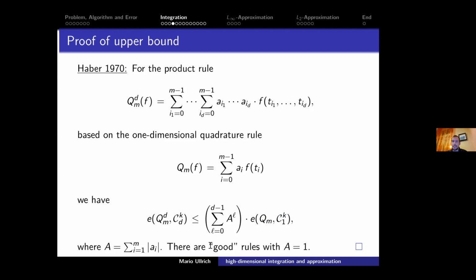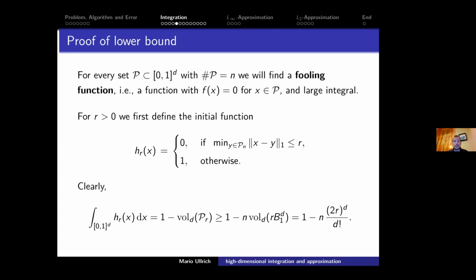For these classes, there are good rules where a is equal to 1. If you consider periodic functions, you can really take just equidistant points, 1 over m. So that's basically all we need for the upper bound. This was essentially known. Our achievement was to prove the lower bound. What happens in the lower bound is the following: for a given point set in the unit cube, so for n points in the unit cube, we want to find one function which is 0 at every point but has a large integral.